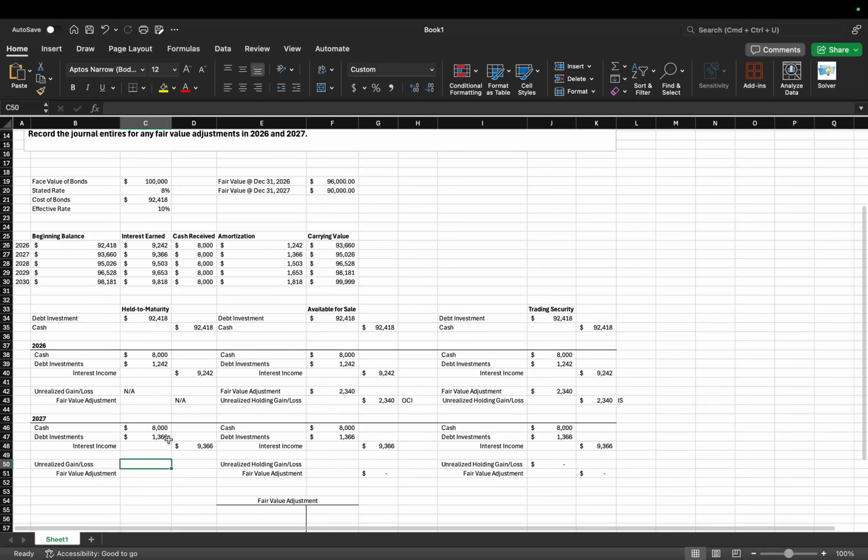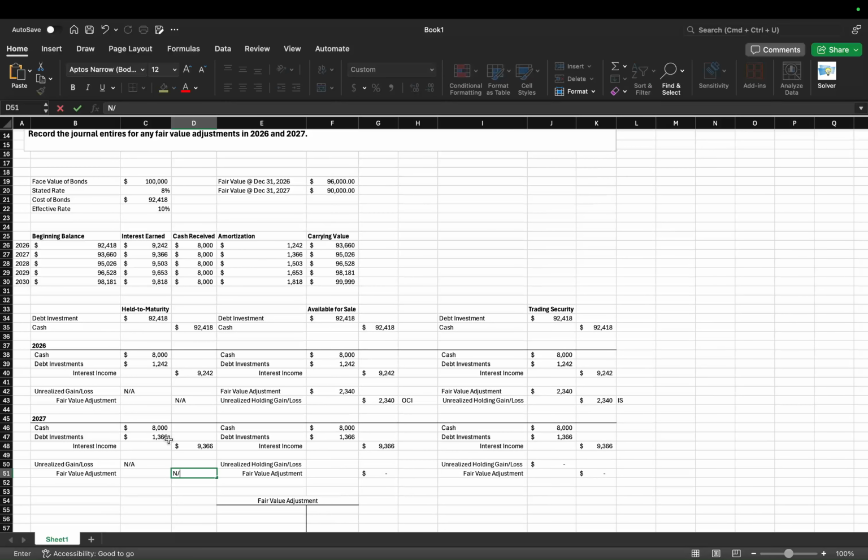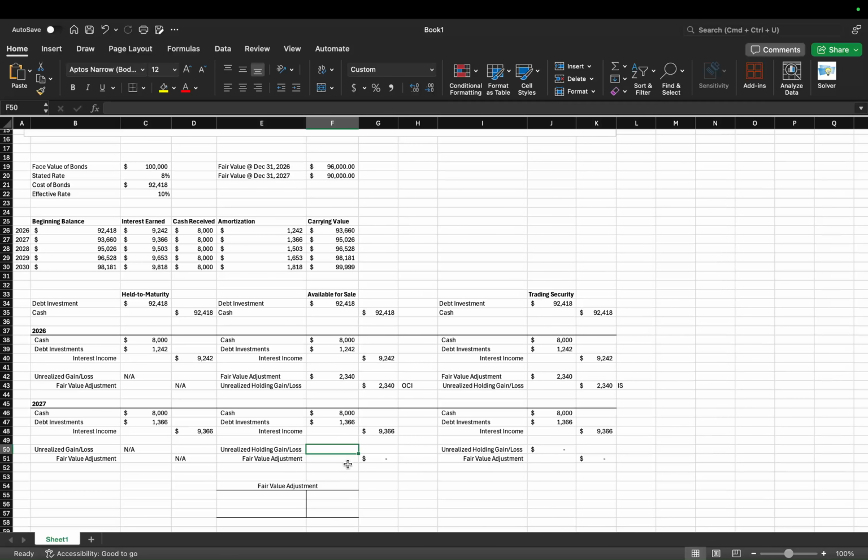Now, still, we can't apply any fair value adjustments in the held to maturity method, because we don't care about fair value. We only care about the carrying value. Now, something that changes for the available for sale and trading security methods this next year is the fair value adjustment account has a balance in it now. It has a balance, or a debit, sorry, of $2,340.